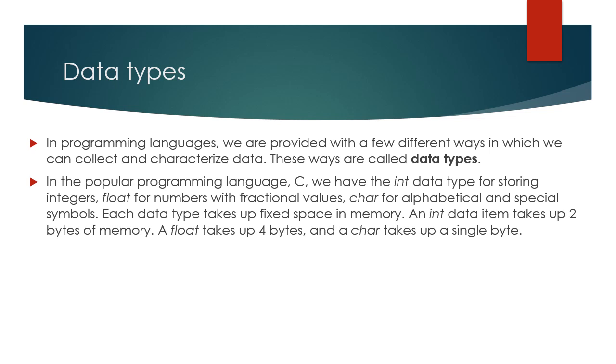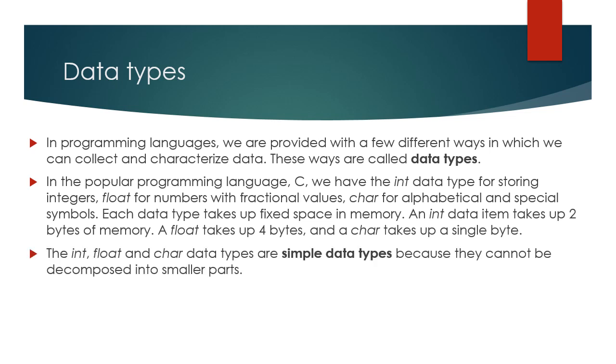In the popular programming language C, we have the int data type for storing integers, float for numbers with fractional values, and char for alphabetical and special symbols. Each data type takes up fixed space in memory. An int data item takes up 2 bytes of memory. A float takes up 4 bytes and a char takes up a single byte.